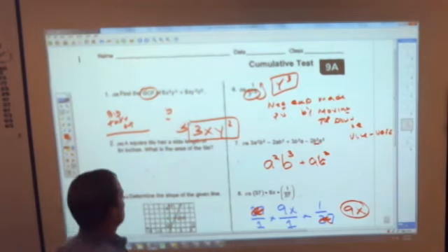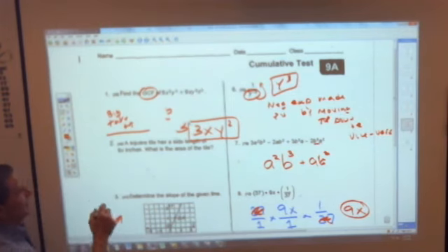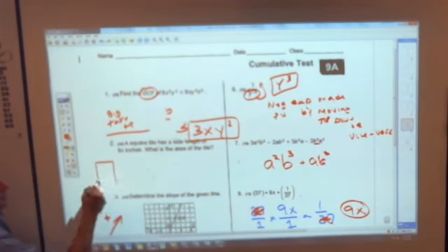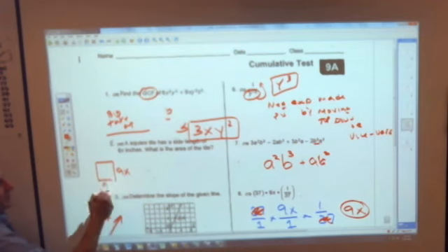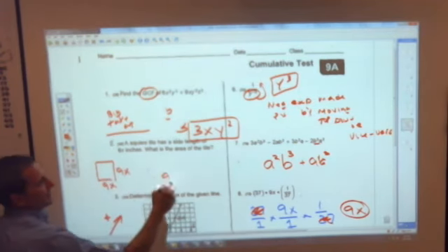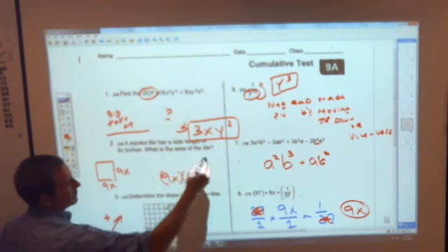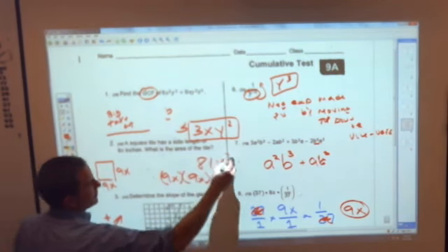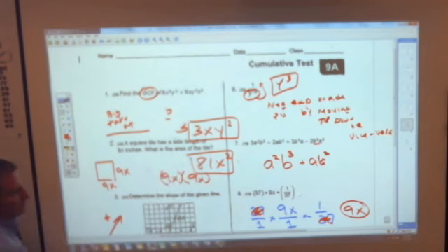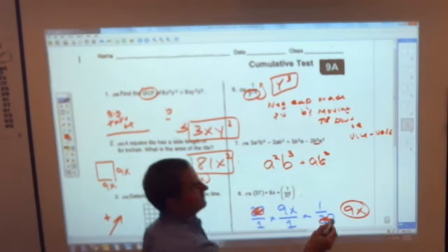Look at it, we're getting close. A square tile has a side length of 9x inches. It's square, each side is 9x. You just multiply 9x times 9x because it's side times side, and that's where 81x squared comes from. And what was it, 11?